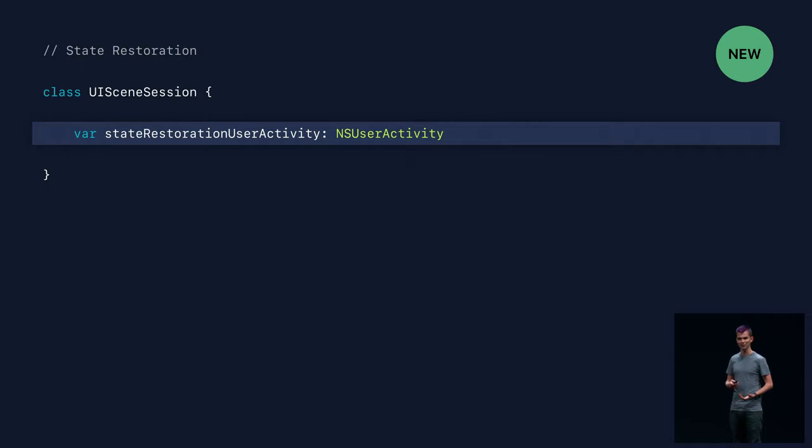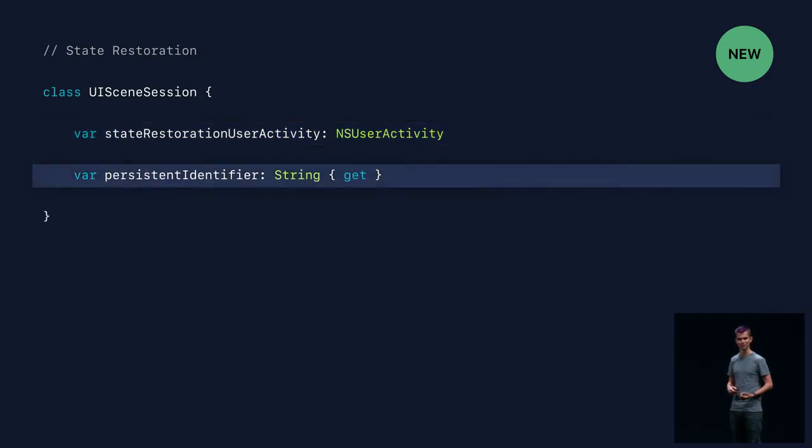And for that, we have a persistent identifier property. Now, this is a string that is generated by the system. You can feel free to write it down into any databases or any files in your app's container that you use for state restoration. And it'll be the same identifier for the same scene every time your app is launched, even across backups and restores of devices.